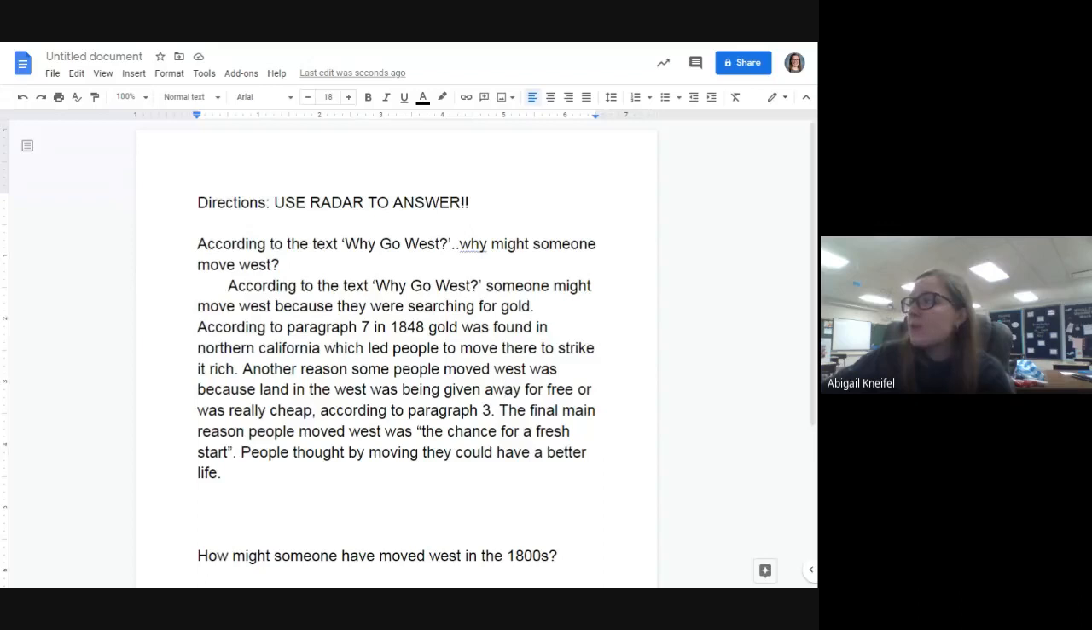Another reason some people moved west was because land in the West was given away for free or was really cheap, according to paragraph 3. Once again, that is adding text evidence. And this sentence was a really good sentence about answering in our own words, because in the book it said free or inexpensive, but we said free or was really cheap. So we didn't say exactly the same thing; we moved that into our own words. And then lastly, the final reason people moved west was, quote, the chance for a fresh start. People thought by moving, they could have a better life.